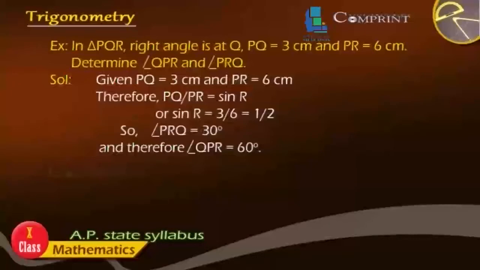Example: in triangle PQR, right angle is at Q. PQ is equal to 3 centimeters and PR is equal to 6 centimeters. Determine angle QPR and angle PRQ. Solution: given PQ is equal to 3 centimeters and PR is equal to 6 centimeters. Therefore, PQ by PR is equal to sin R, or sin R is equal to 3 by 6 is equal to 1 by 2. So, angle PRQ is equal to 30 degrees and therefore angle QPR is equal to 60 degrees.